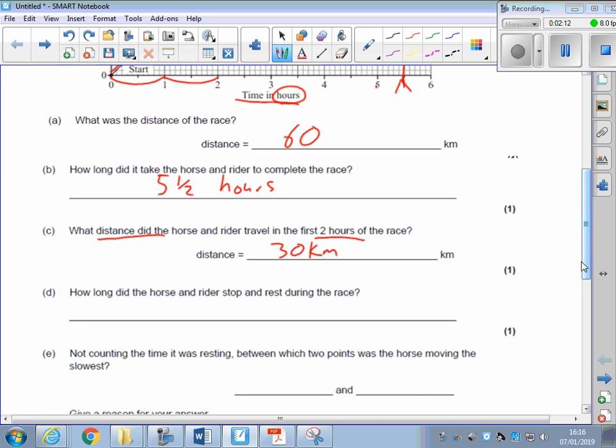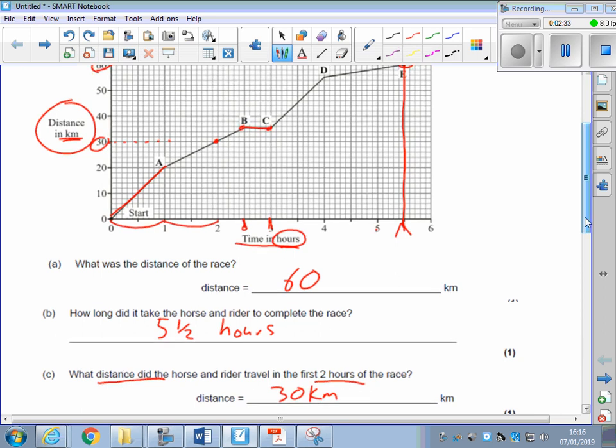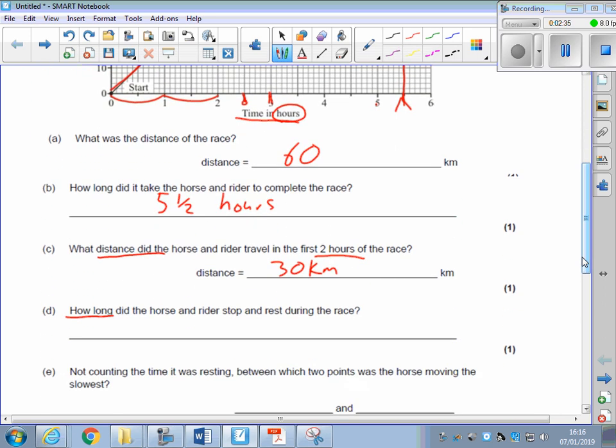Next up, how long? We're looking at time. How long did the horse and rider stop and rest during the race? So we're looking for the flat part, and the only part that's flat is there from B to C. So it's from that point there to that point there, which is from 2.5 to 3. So that's going to be 3 take away 2.5, which is half an hour.